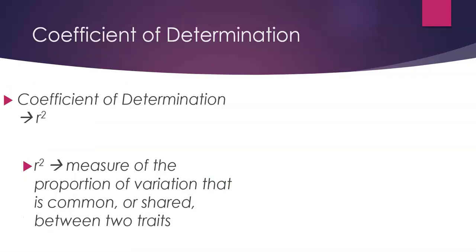In addition to telling us about the strength and the direction of the effect, we can also calculate something called the coefficient of determination, which is represented by the symbol r squared. We calculate it by taking the correlation coefficient and squaring it, and that gives us the coefficient of determination. This is a measure very similar to eta squared, which I described in the ANOVA lecture. It essentially tells us the proportion of variation that is common or shared between two traits.